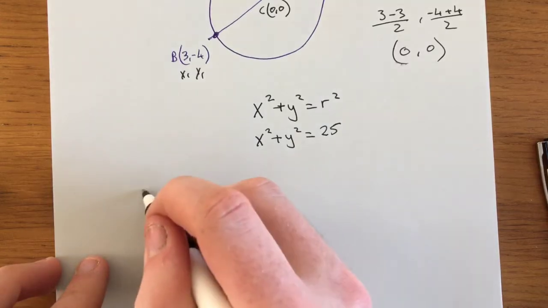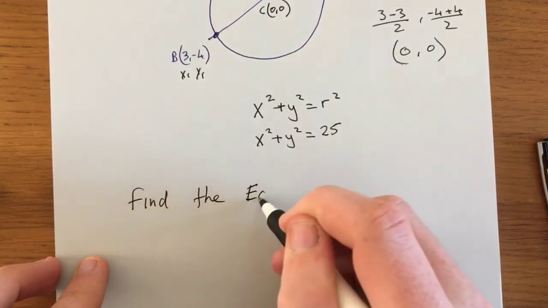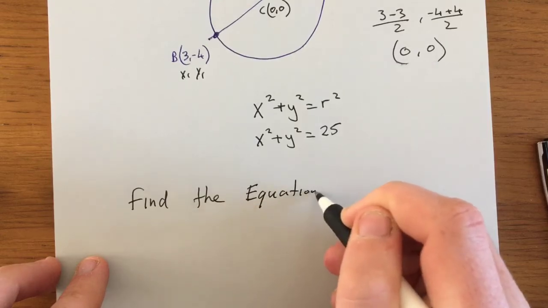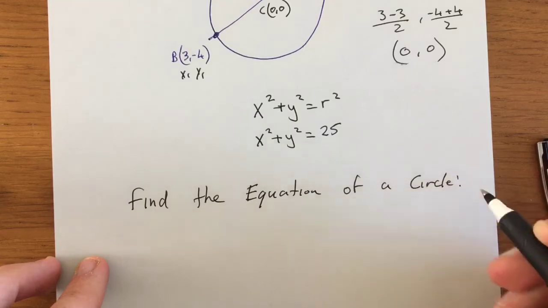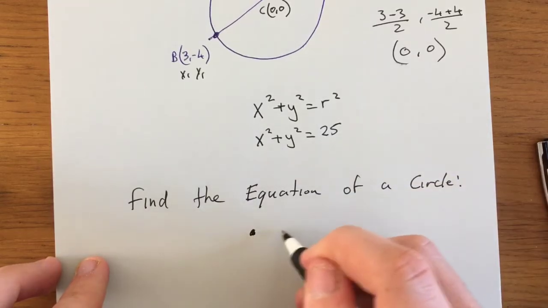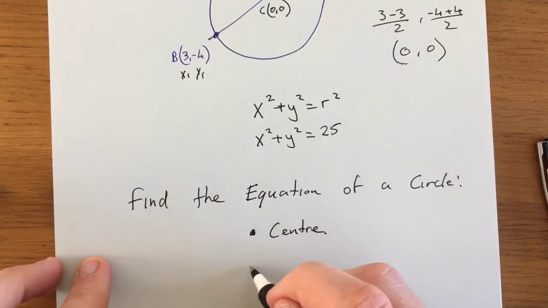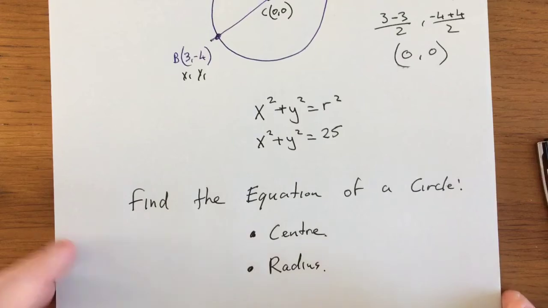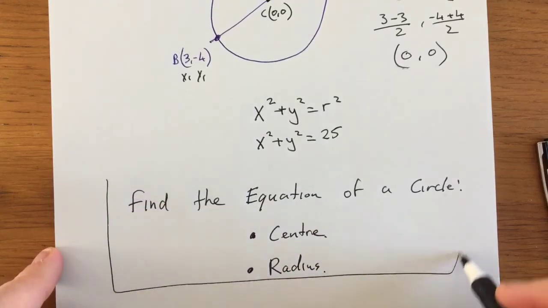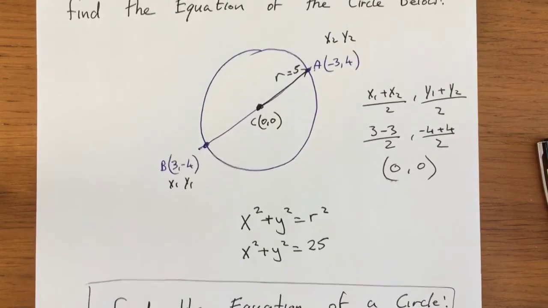If you want to find the equation of a circle, you need two things. The first thing is you must know the center of the circle, and the other thing you need to know is the radius. So that is very important. They are the two things you need to know to find the equation of a circle.